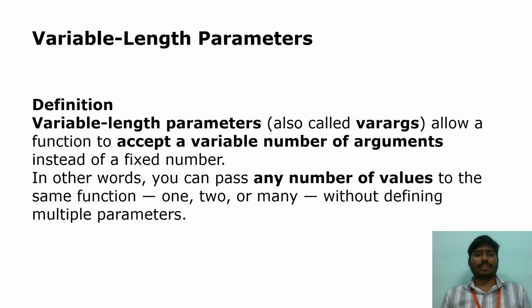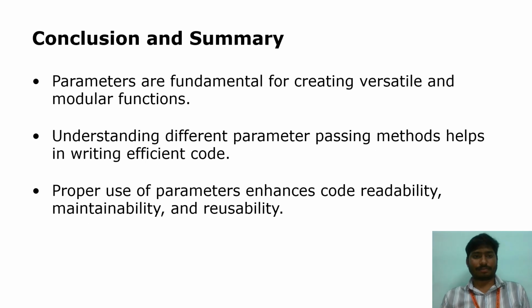Variable length parameters. Variable length parameters allow functions to accept a variable number of arguments instead of a fixed number. In other words, you can pass any number of values to the same function, one, two, or many, without defining multiple parameters. Here is the conclusion and summary.